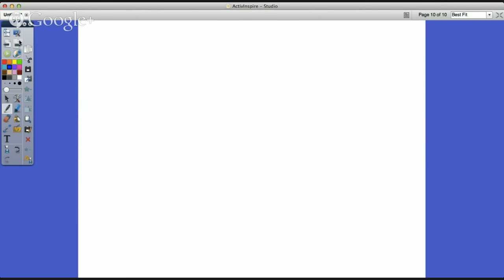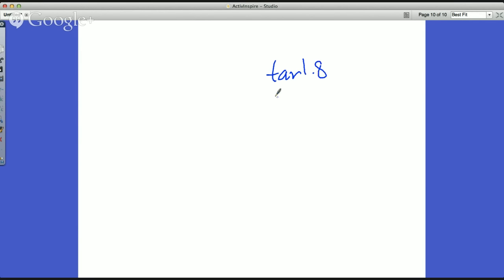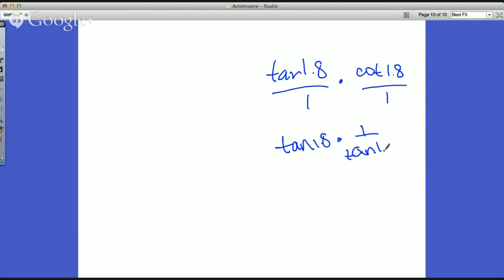You might say, why is that, Coach? Well, again, if I have tangent of 1.8 and I put it over 1 and I multiply by cotangent of 1.8, we know cotangent of 1.8 is just the reciprocal of tangent. So I could just say tangent of 1.8 times 1 over tangent of 1.8. So these cancel. My answer would then simply be 1.